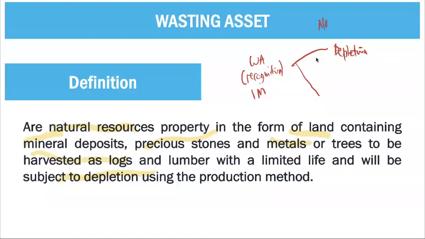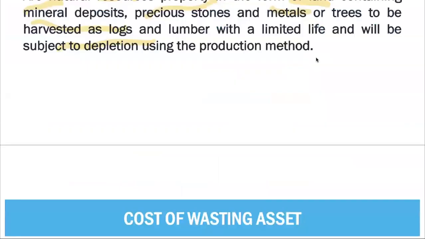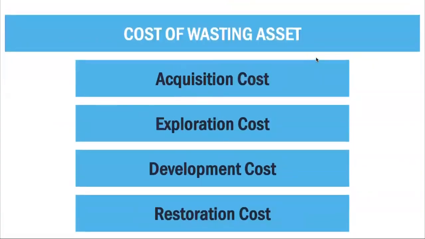Remember, the allocation under PFRS 6 is known as depletion, and the remainder is your carrying amount. Okay? So that's why we need to learn this wasting asset. After recognition and initial measurement, we should learn how to deplete and look into the carrying amount of your wasting asset. So for its initial measurement, it's very easy to recognize the wasting asset, guys. Once you have a land and the purpose of that land is for getting mineral resources, wasting asset na siya.